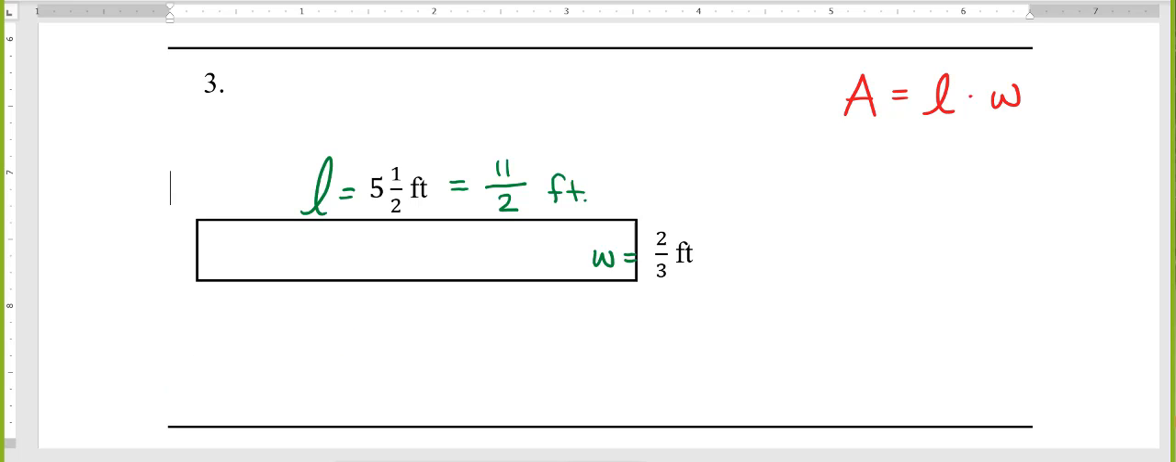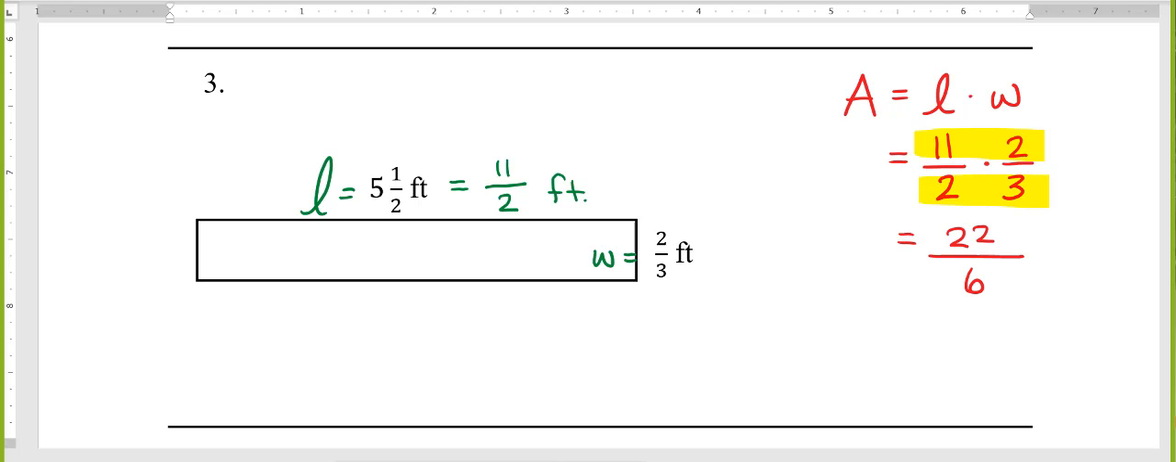Okay, so I'm going to go over here to my formula. The area is equal to the length, which is 11/2, times the width, which is 2/3. When you multiply straight across, 11 times 2 is 22 over 2 times 3, which is 6. Now, is this in simplified reduced form? I see that a 2 will go into both the numerator and the denominator. So I'm going to divide this one by 2 and divide this one by 2. And I get 11/3.